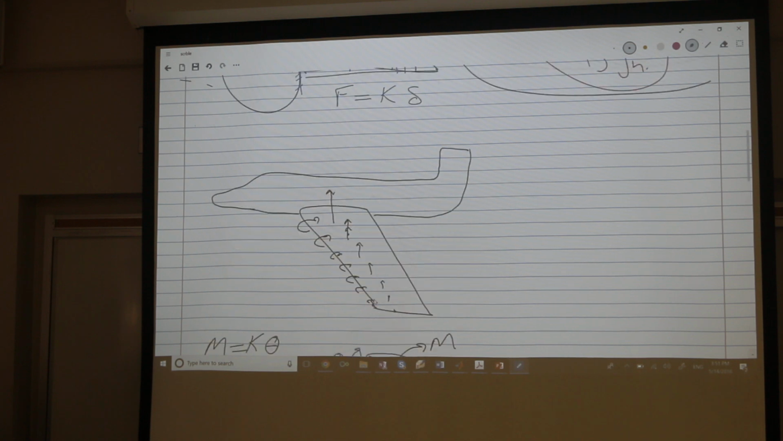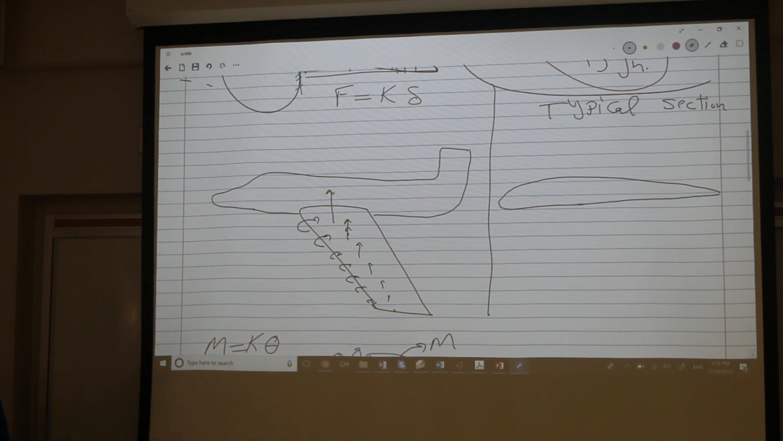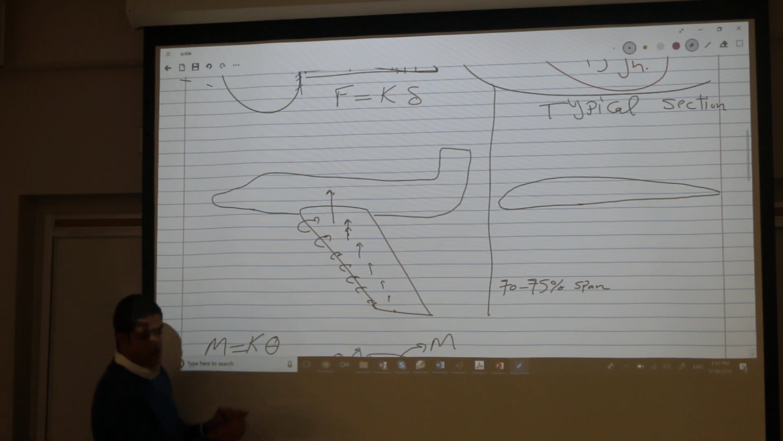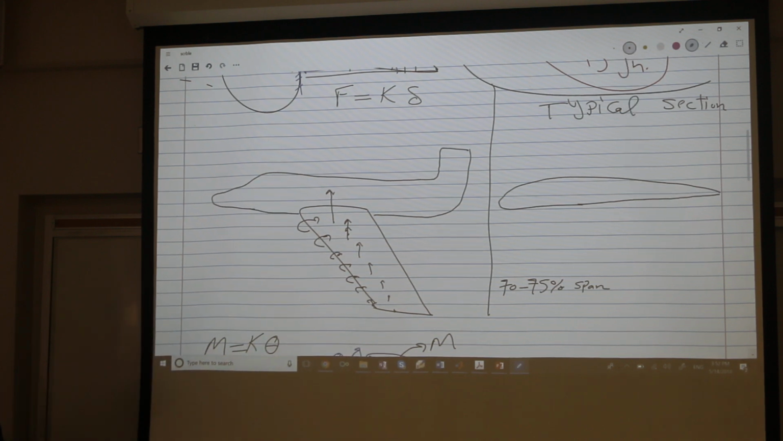So for now, we will do something called a typical section analysis. By typical section, we mean we will not consider three-dimensional structure. We will just consider two-dimensional. So here is your wing section. We consider just an airfoil. Usually we take this airfoil to be at 70 to 75% of the span of the whole wing. So some section here. This is the typical section we're considering.